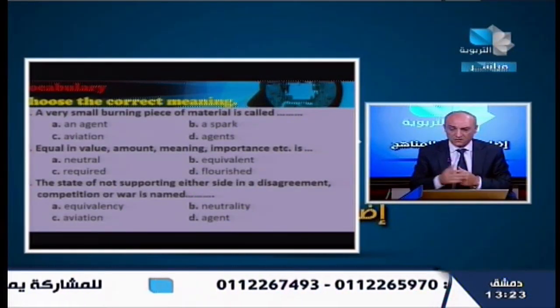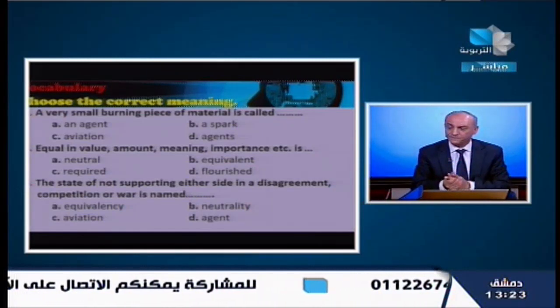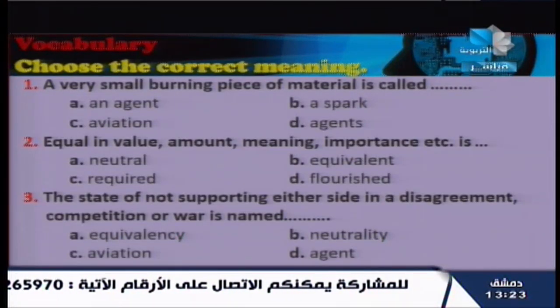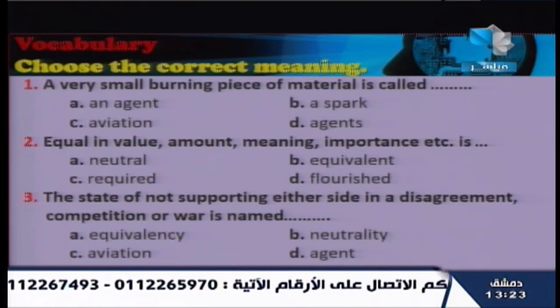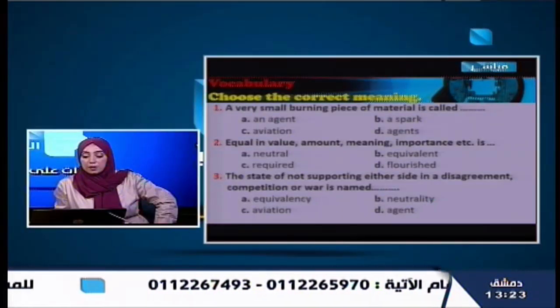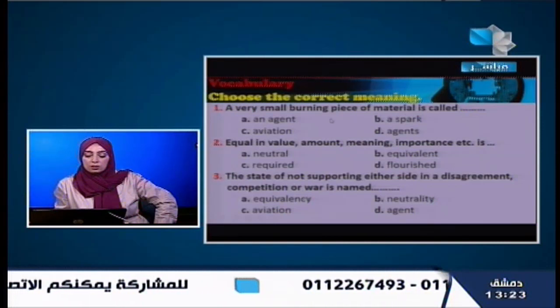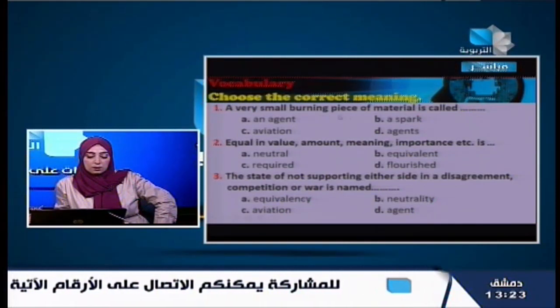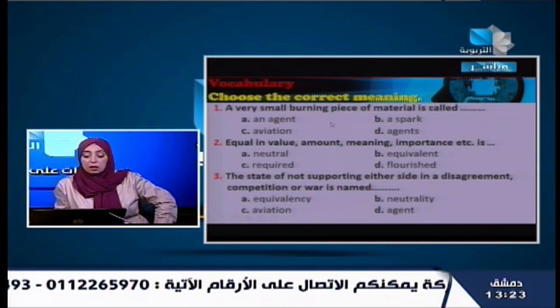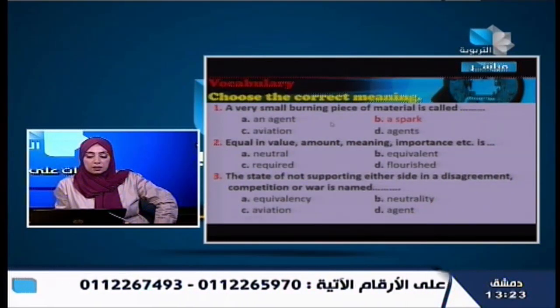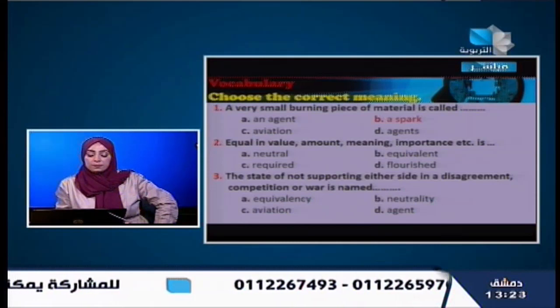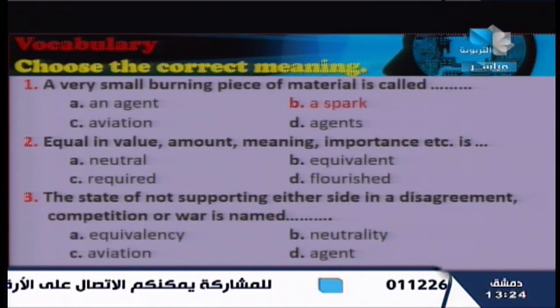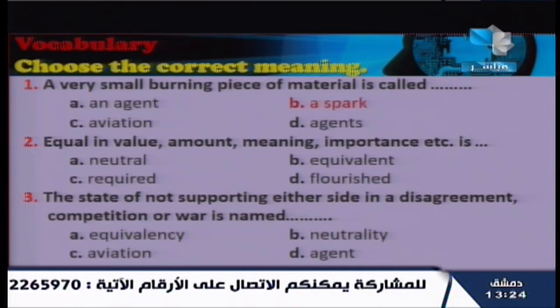Exactly. Now, for example, here we have an exercise. Choose the correct meaning. Miss Sama, please. A very small burning piece of material is called an agent, an assistant, a spark, aviation, or agents. Let's say a spark. So a burning piece is a spark. Thank you very much. Most welcome. This is the meaning of a spark, a very small burning piece of material.